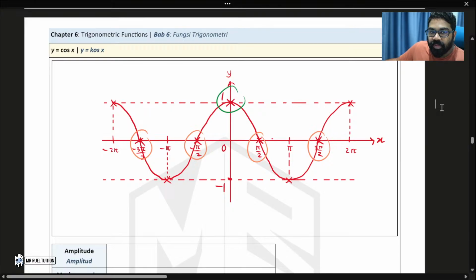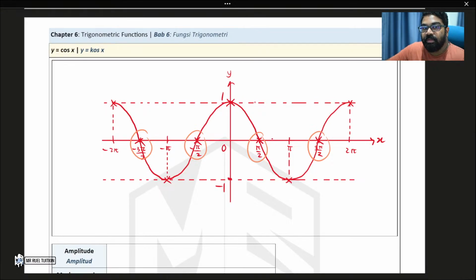Same thing lah. So dalam matematik kita hanya belajar dari sifar sampai 360, from 0 to 360 only. But actually you will just repeat. Repeat, repeat, repeat. That's all. Itu saja graph dia.